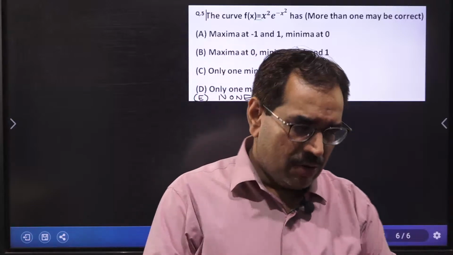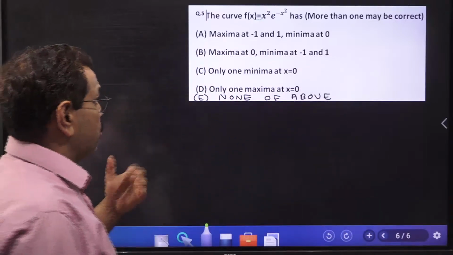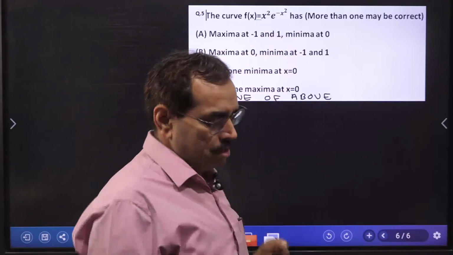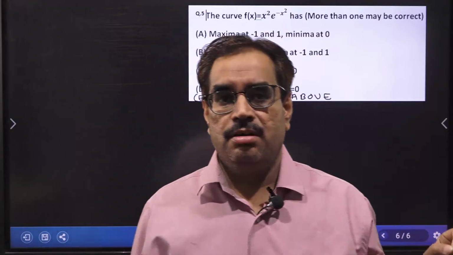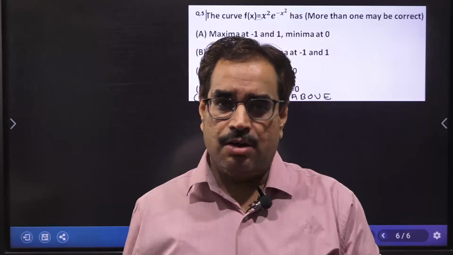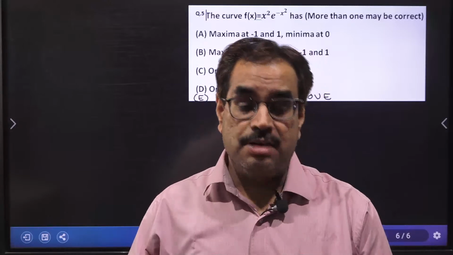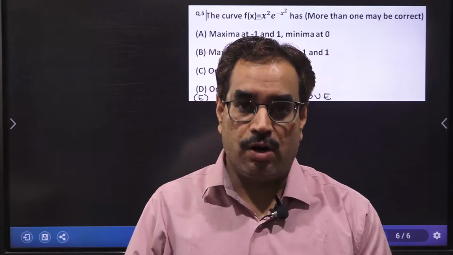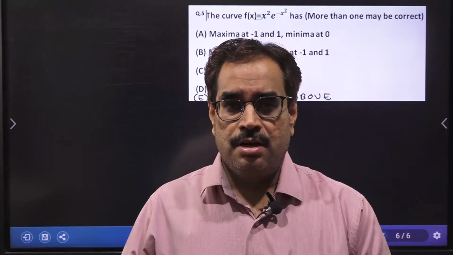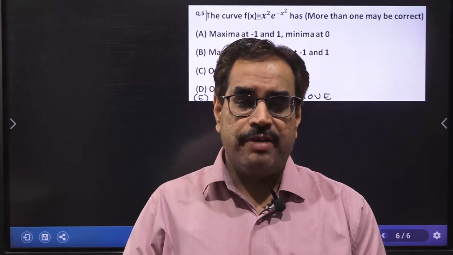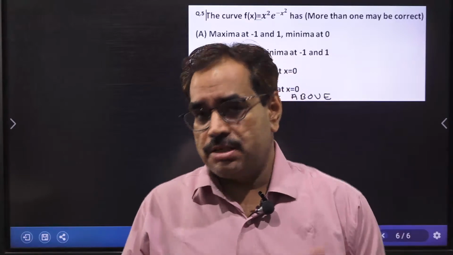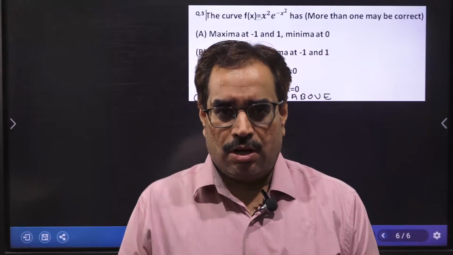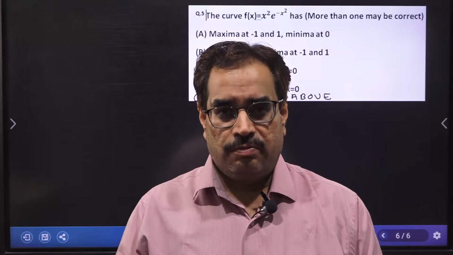Okay. Now, to find the point of maxima or minima, we need to compute the stationary points of this function, because this is differentiable everywhere. So the critical points are only the stationary points where there is a possibility of maxima or minima. Where is the possibility of local maxima or local minima? At the critical points. What are the critical points? The points where derivative is 0 or function is not differentiable. We are saying that this function is everywhere differentiable. So the critical points are only the points where derivative is 0.